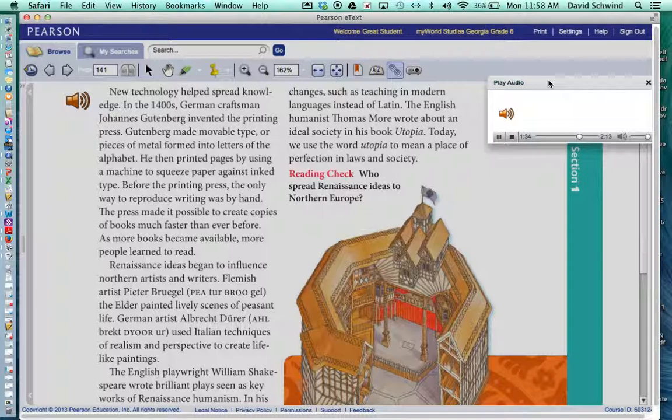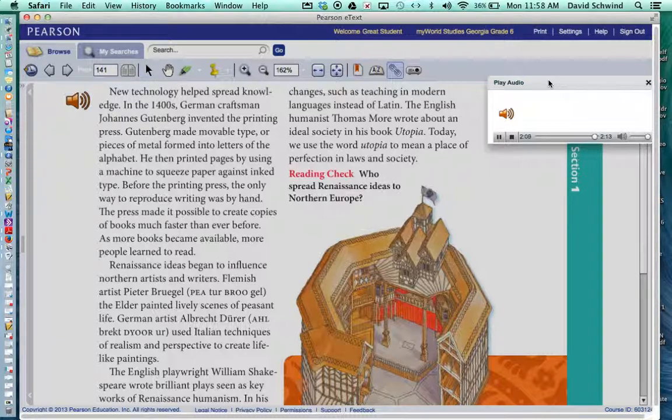Some Northern writers, known as Christian humanists, combined classical and religious studies. The Dutch scholar Erasmus studied the New Testament in its original Greek language. He suggested the Catholic Church make changes, such as teaching in modern languages instead of Latin. The English humanist Thomas More wrote about an ideal society in his book Utopia. Today, we use the word utopia to mean a place of perfection in laws and society.